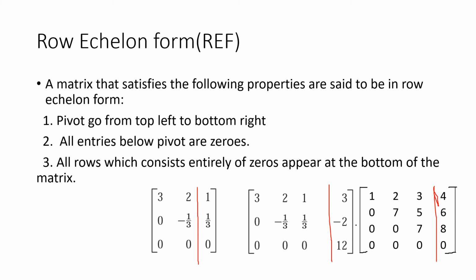And here if you examine, you can see that the entries below the pivot elements are all zeros, and the row which is full of zeros appears at the bottom of the matrix. So these three properties are satisfied by all the matrices. So all three matrices are in row echelon form.